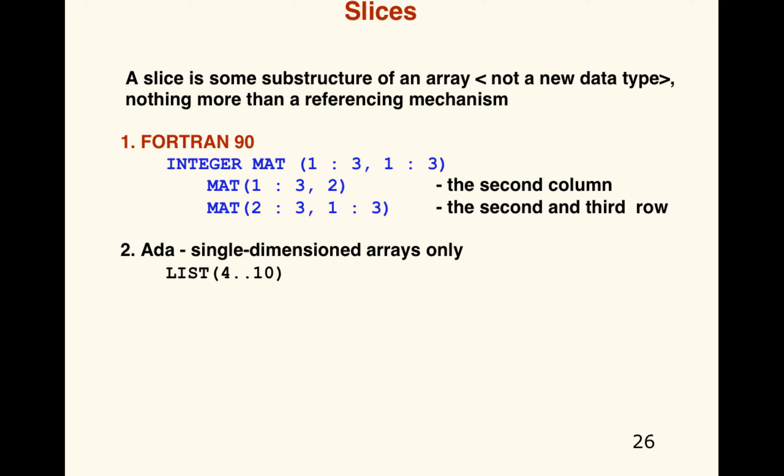Slices. You saw from the second programming assignment with Python that Python supports slices. C, C++, and Java do not support the concept of the slice. The slice is the subpiece. So a slice is some substructure of the array. It is not a new data type in itself. It's just a subpiece of an existing data type, nothing more than a referencing mechanism. So we have the Fortran, we have the Ada. You can also add Python to the list where we want element 5 to element number 15. It would be a slice, kind of like a slice of pizza.